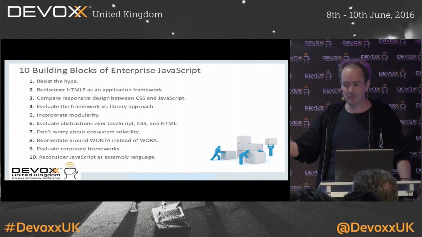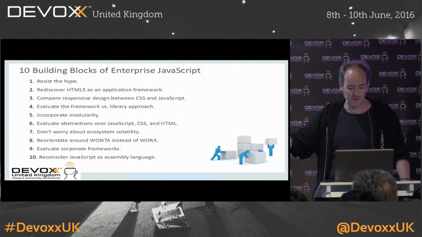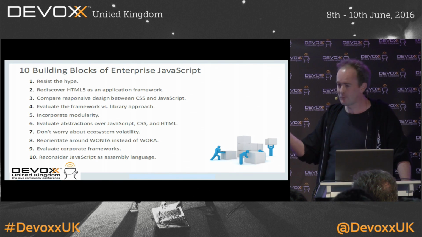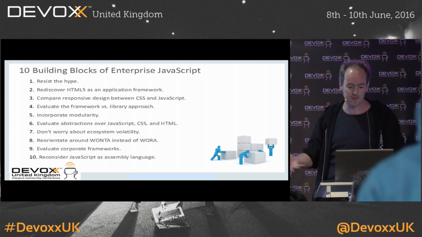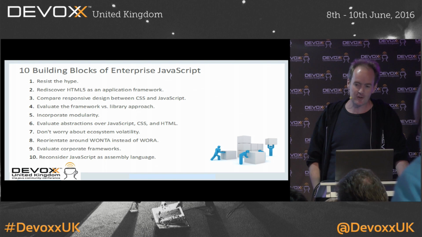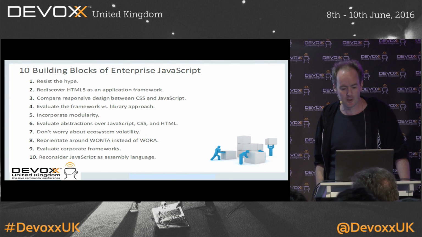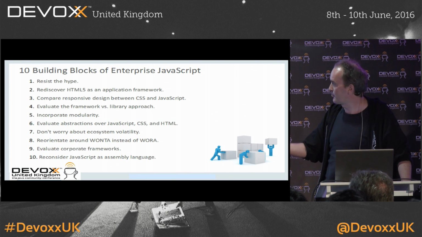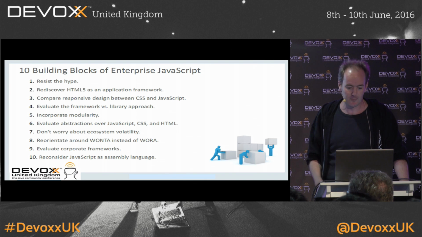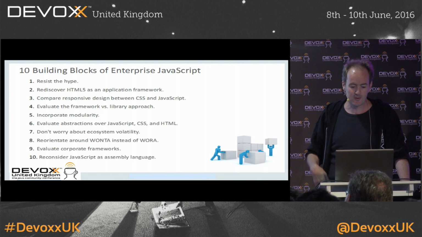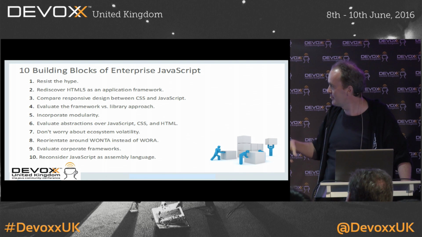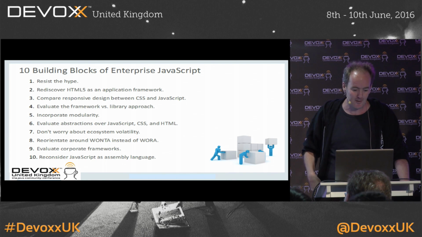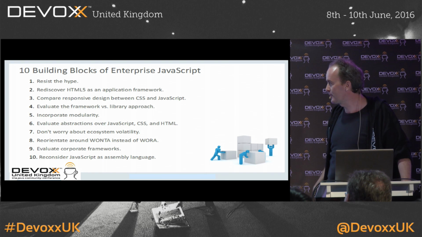We'll talk about the hype. We'll talk about HTML5. We'll look at CSS, what it offers, what it doesn't offer. We'll look at different approaches we can take to the various libraries that are out there and how to integrate them. Look at modularity to the extent that it is there in the JavaScript ecosystem. We'll talk about various abstractions over the base technologies. We'll look at the volatility of the ecosystem. We'll find out what the mysterious wanta means as opposed to wara. And look at some corporate frameworks.